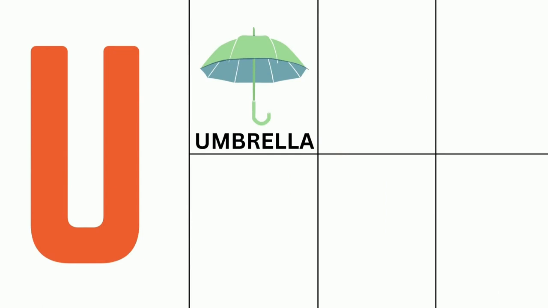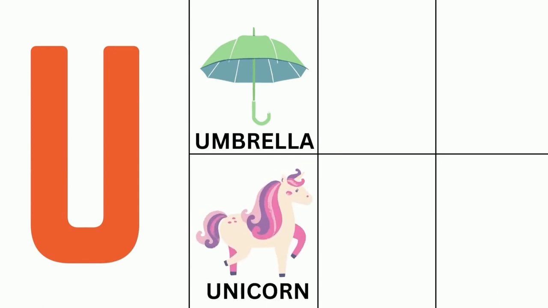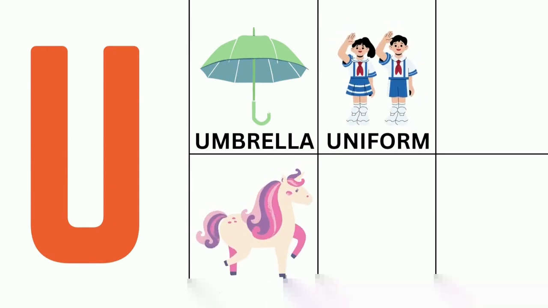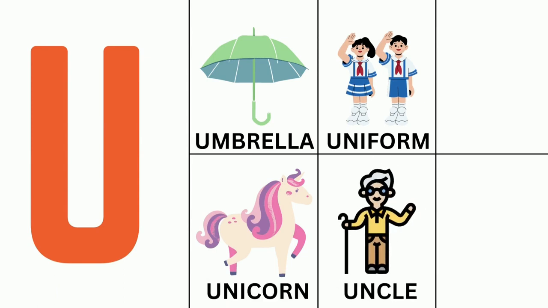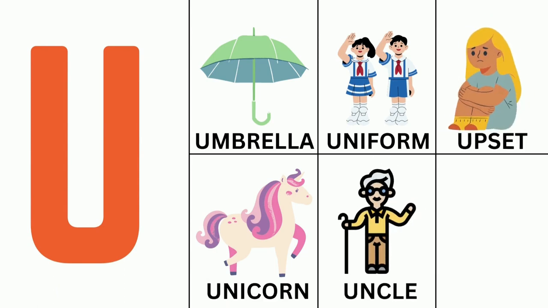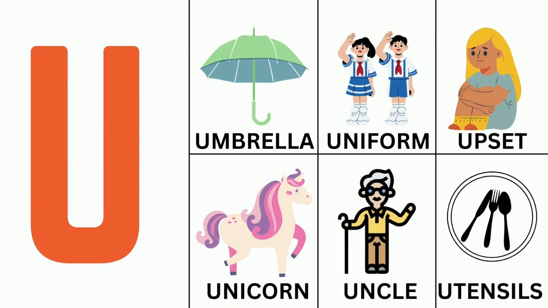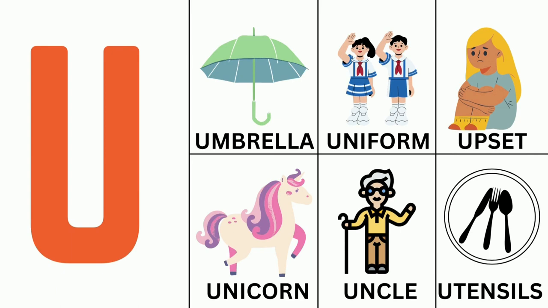U. Let's learn the word starts with U. U for umbrella, U for unicorn, U for uniform, U for uncle, U for upset, U for utensils.